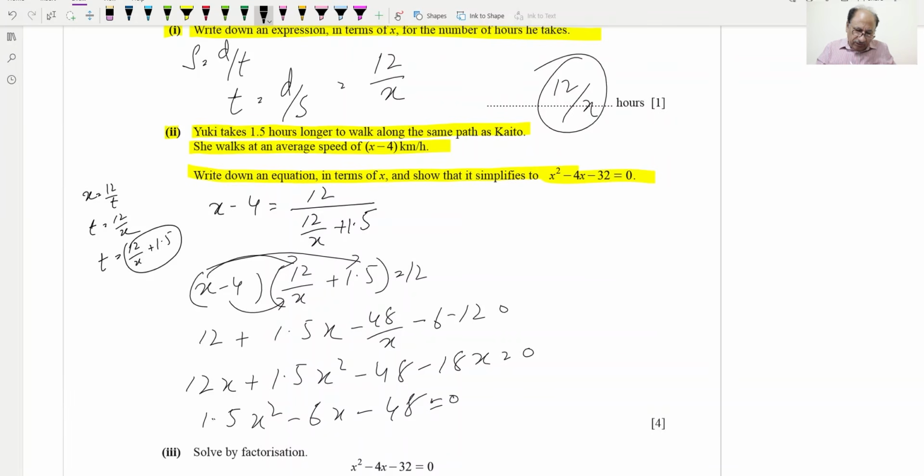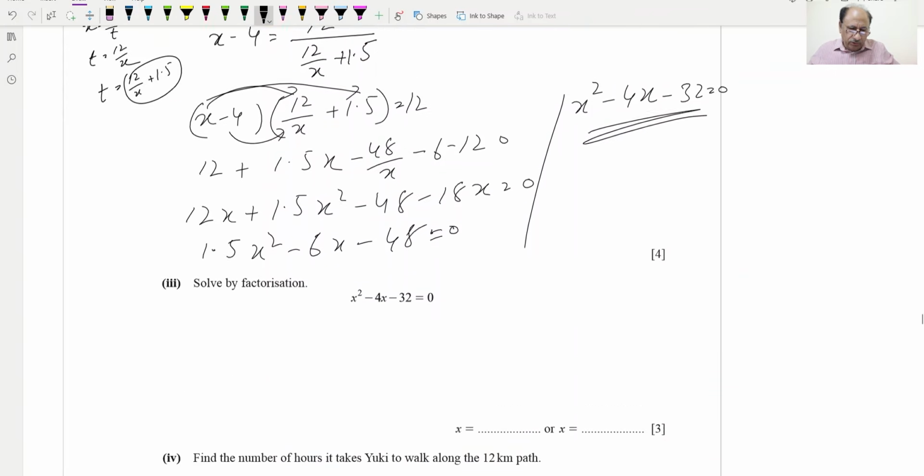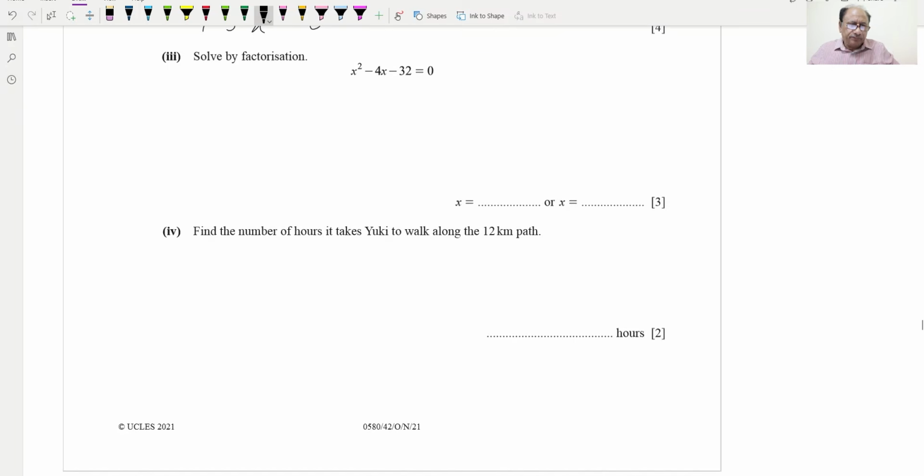And if we divide everything by 1.5, we will get the equation x squared minus 4x minus 32 is equal to 0. This is the equation which we were supposed to find. Hopefully you understood this. Part number 3 is solve by factorization, and we can use a calculator for factorization.